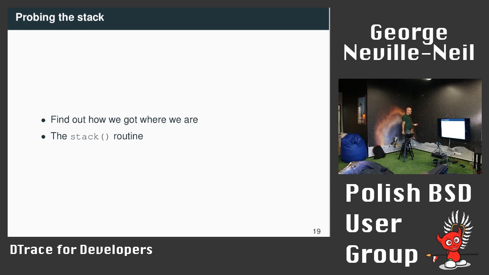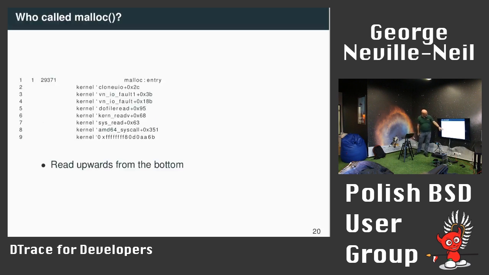So for instance, this is a simple call to stack. We read upwards. This is when we enter the kernel. System call, system read, kern read v, do file read, which means we're going to try and actually read data from a file. And then I happen to be a kernel programmer, so I know that this is vnode stuff. And we're trying to get some memory because we want to read into that memory. But okay, so that's mildly interesting.